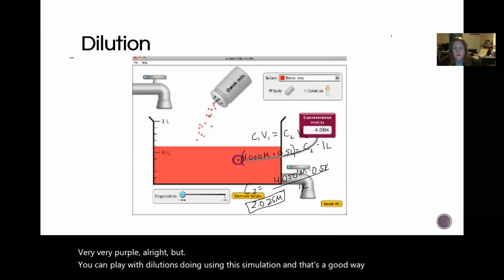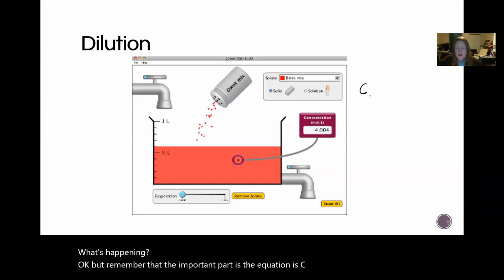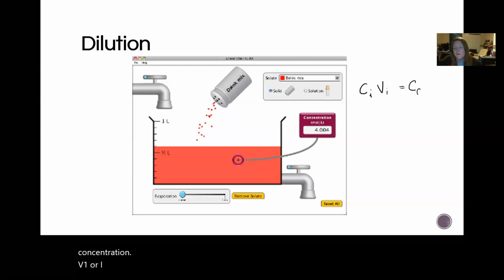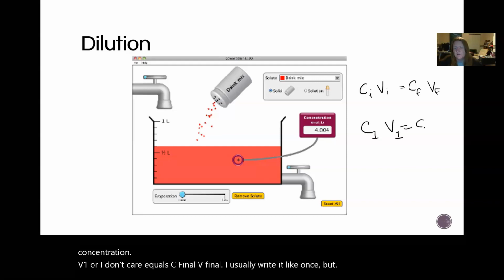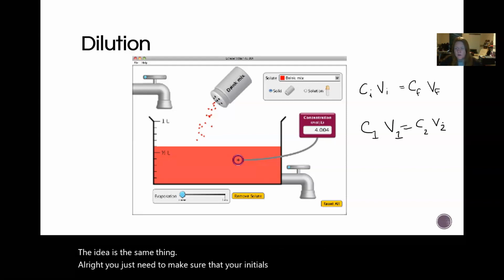But remember that the important part is the equation is C1V1, or if you like, C initial V initial, so initial concentration, initial volume, equals C final, V final. I usually write it like C1V1, but the idea is the same thing. You just need to make sure that your initials are together and your finals are together, and you know which one you're actually solving for.